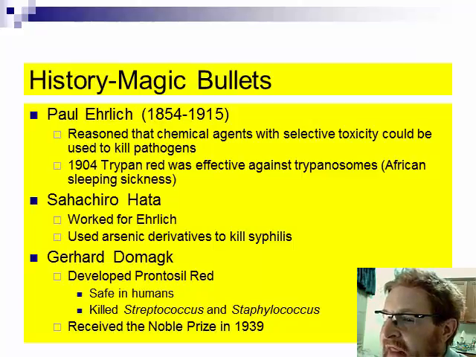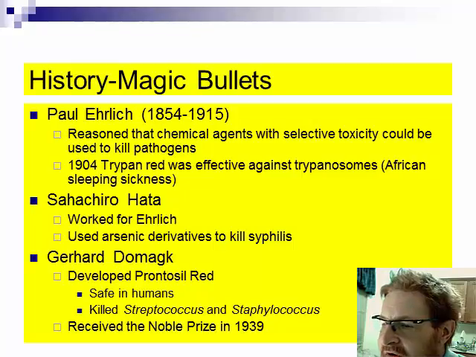A little bit more history. Paul Ehrlich is the first person who discovered anything in an antibiotic, and he reasoned that there would be some chemical agents that could be selectively toxic so that they only killed the pathogen and didn't kill the host. In 1904, he used the compound trypan red against trypanosomes. Trypanosomes are a parasite involved in African sleeping sickness, and that was pretty much the first case of trying to use this selective toxicity.